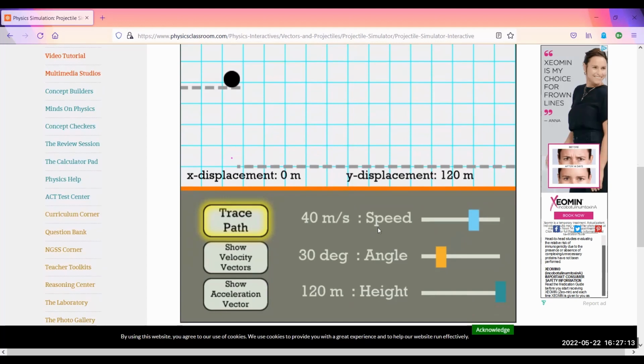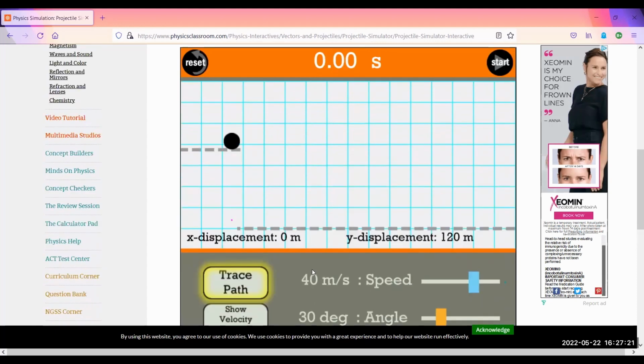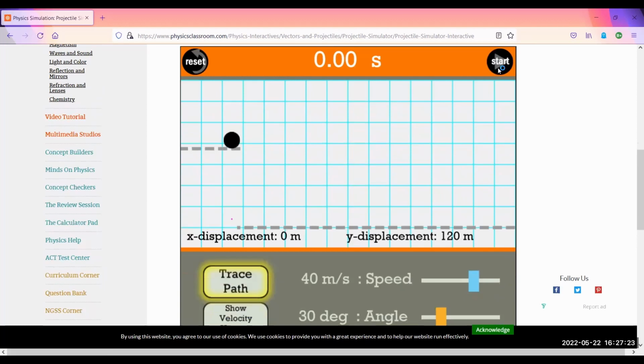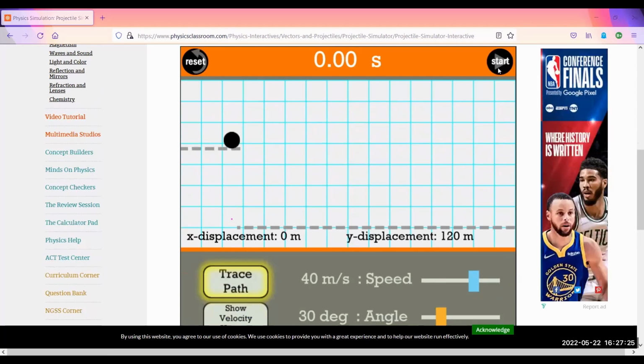The magnitude of the initial velocity was 40 meters per second. We shot it at an angle of 30 degrees, but now I've raised it to a height of 120 meters. So now let's fire it and see how far it goes. Remember, the first time it only made it about 140 meters. Well, to no one's surprise, it made it a little bit farther, right? So it made it 256 meters instead of 140.